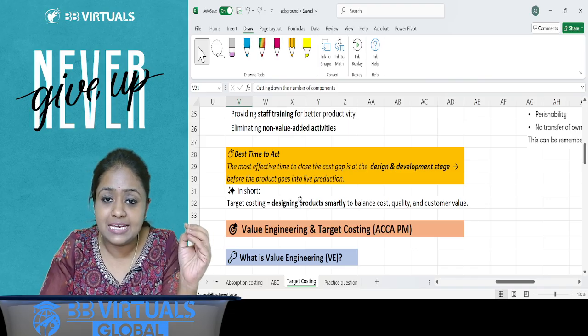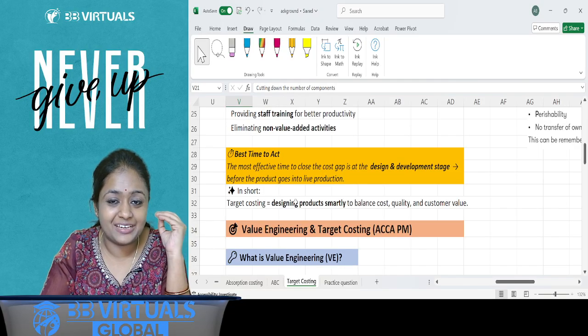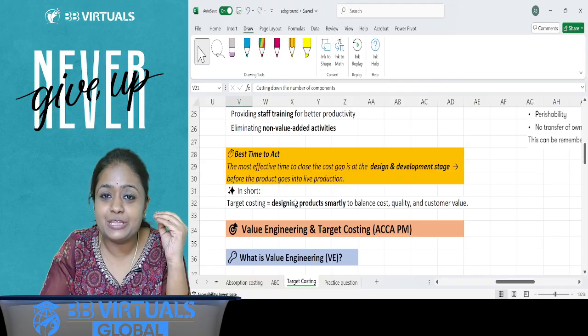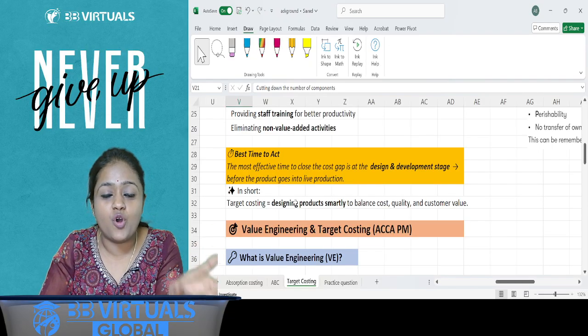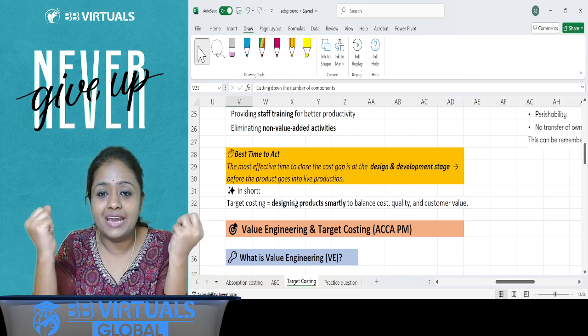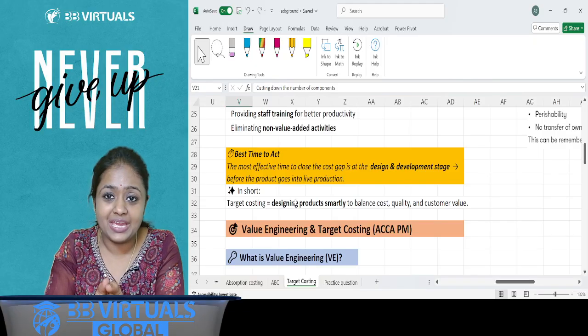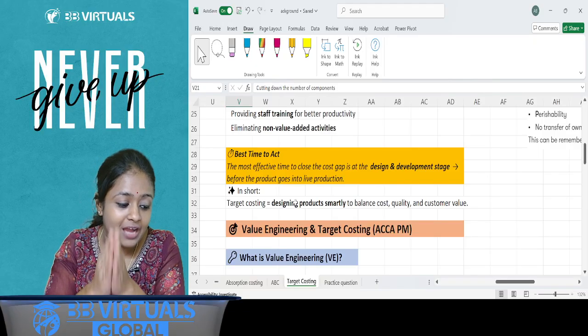Okay, now understand that in short we can say that target costing says designing the products very smartly so that we have a balance of cost, quality and customer value. This is the core objective of target costing.